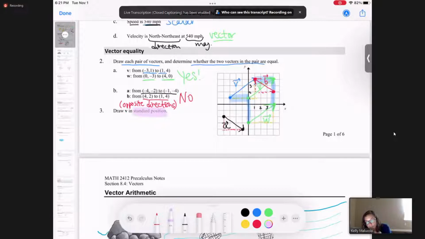So standard position means, and I kind of want to start over, but I should have copied this chart because I don't really want to erase anything, but here, maybe we did. I need to show you what standard position is.